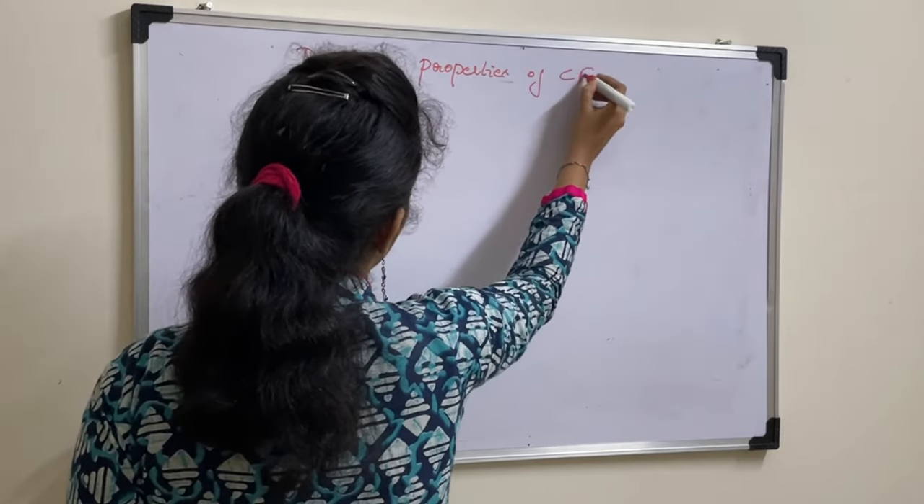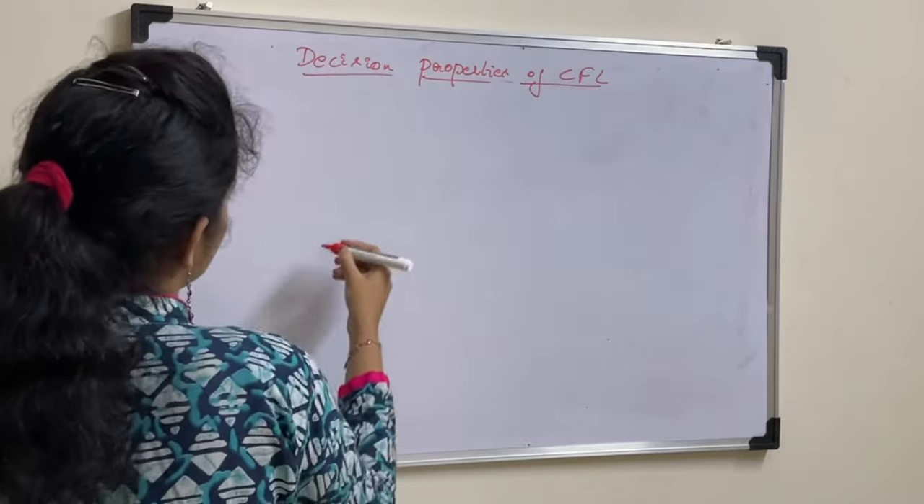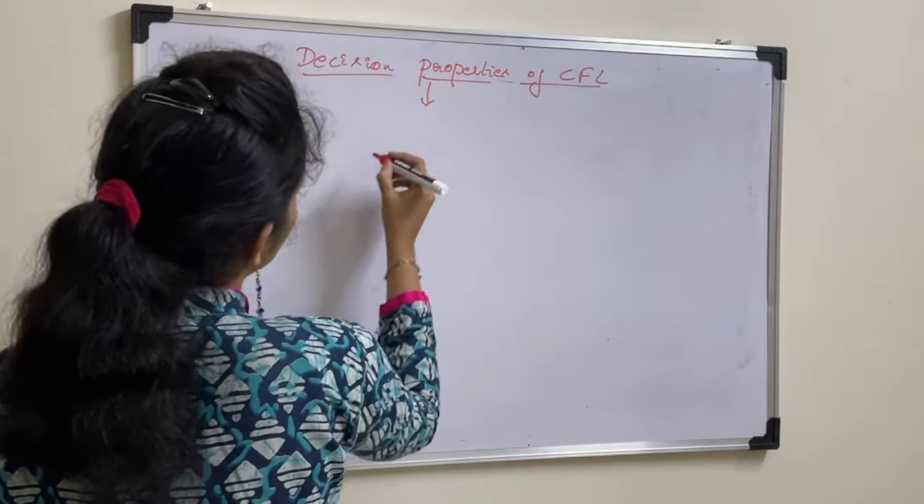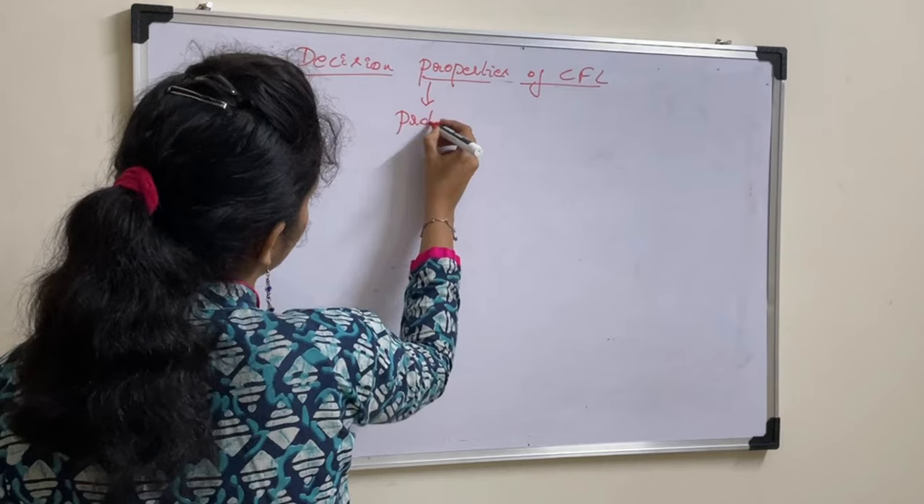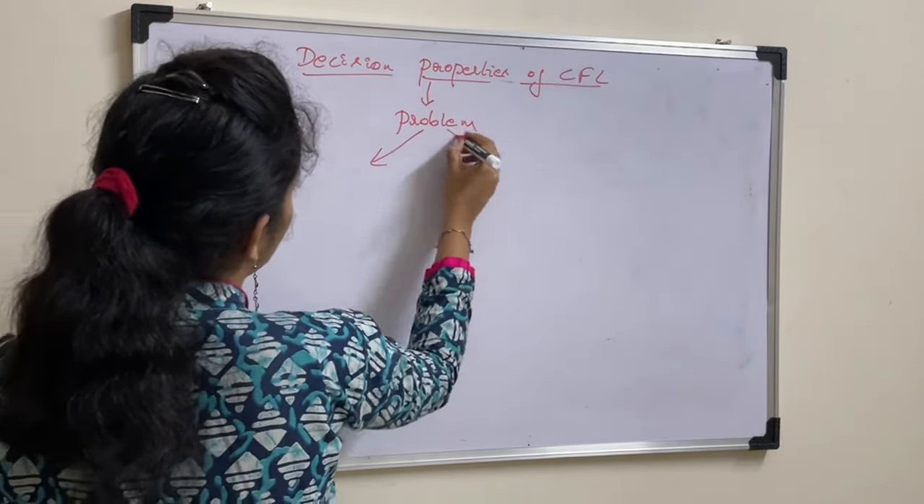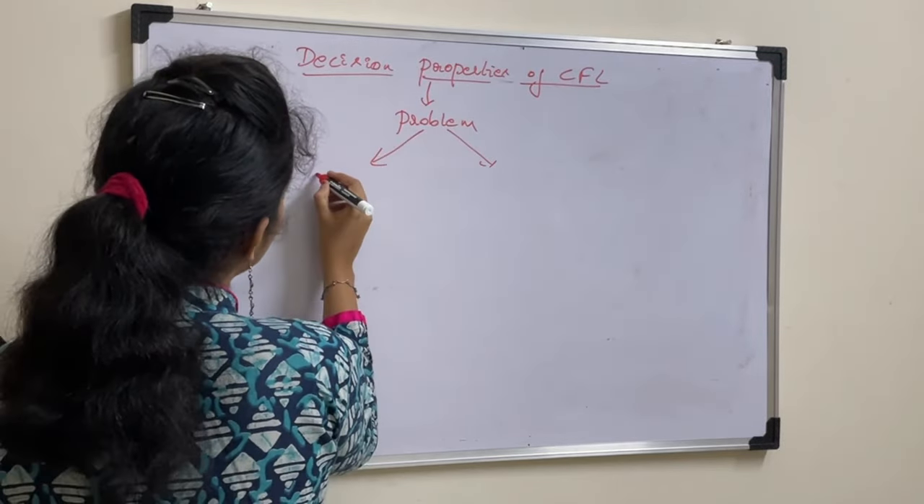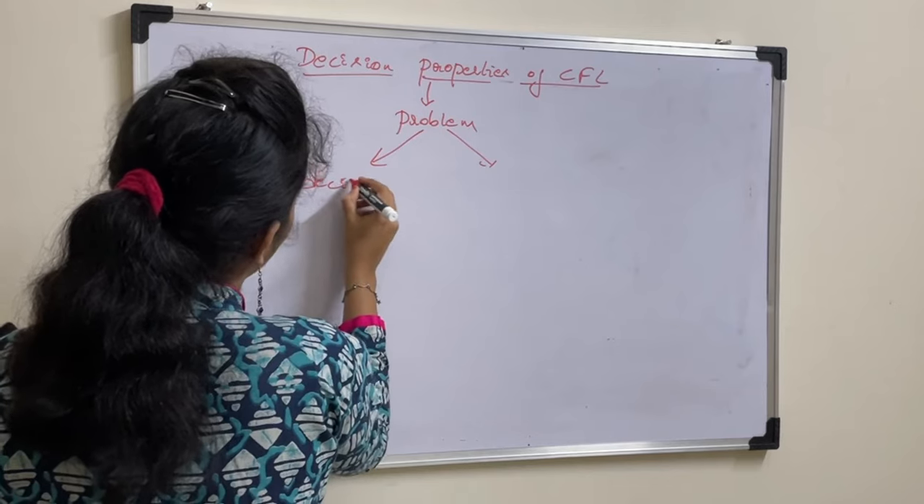Decision properties of context-free languages. So why do we need these decision properties? These are used to conclude whether a given problem is decidable or undecidable.